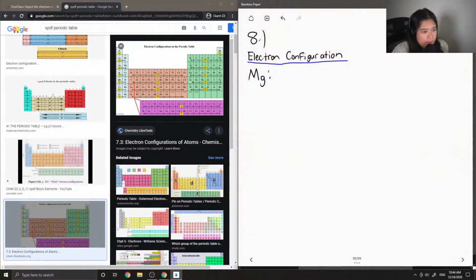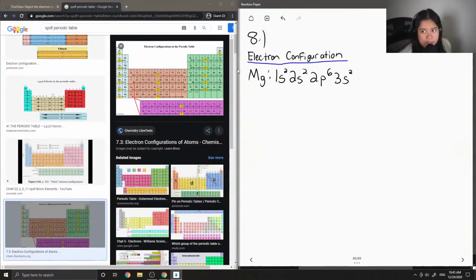So it starts off with 1s2. This is equivalent to the electron configuration of helium. And then when we write 2s2, this is up to beryllium. And then onto the P block, we have 2p6, and then 3s, and then magnesium is right here. So it's just going to be 3s2.